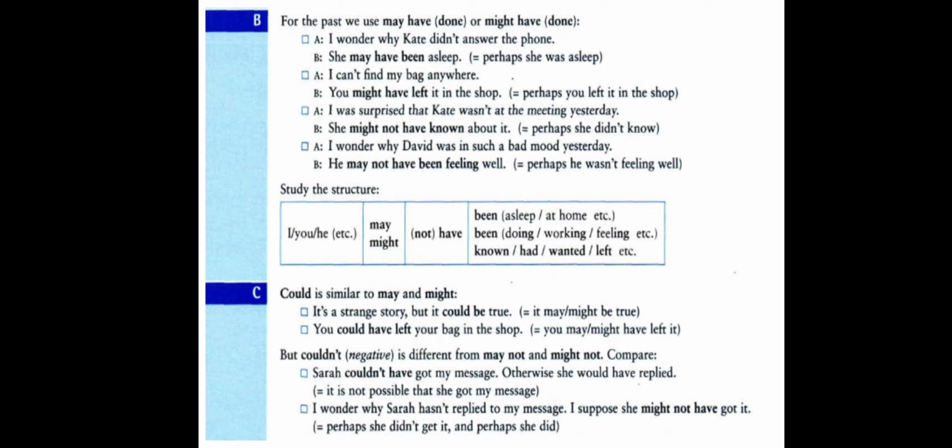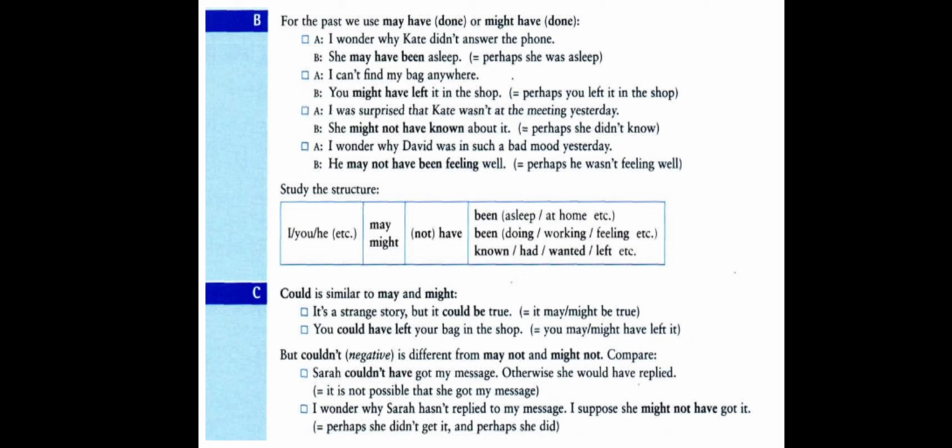But in the negative form, couldn't is different from may not and might not. The previous part in C is about positive. We can replace may and might by could and have the same meaning when the statement is positive, when the possibility is positive. But if the possibility is negative, then we can't use couldn't in the place of may not or might not. If we use couldn't, then we have a different meaning.